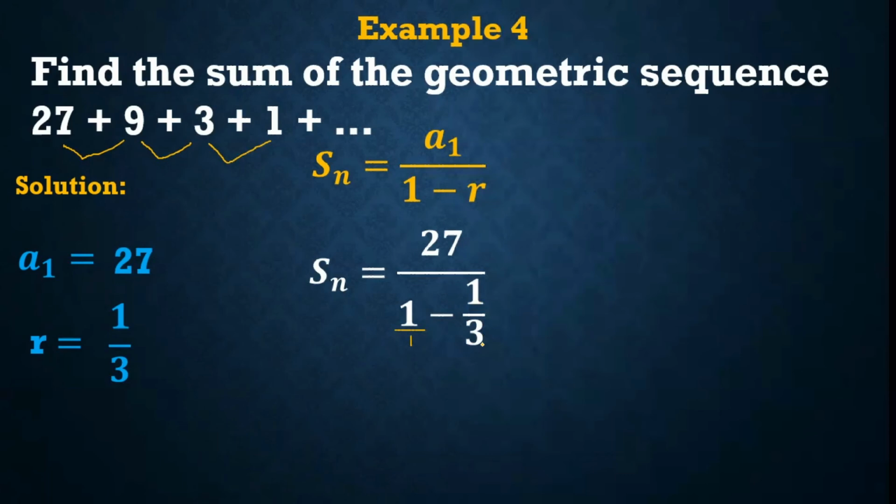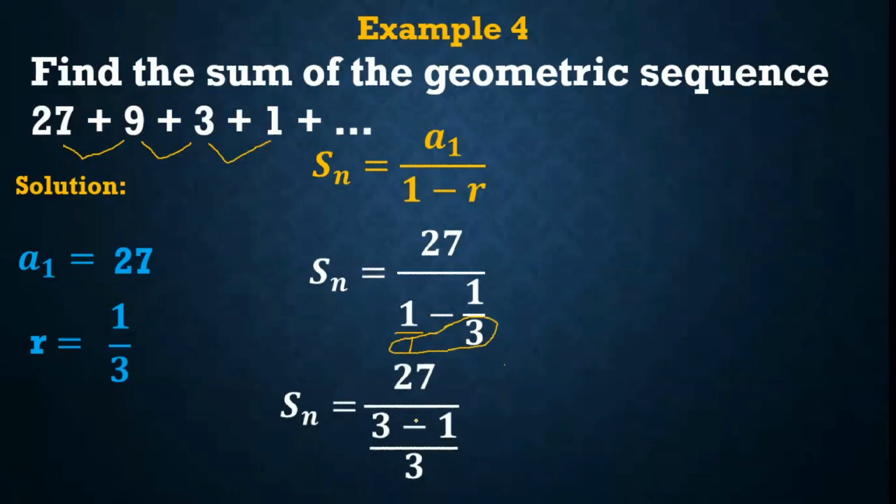So, we have to find the LCD, or common denominator. Okay? So, kung naalala po natin yung butterfly method in finding the LCD po, okay, dito po. So, 1 times 3, unahin po natin multiply yung denominator. 1 times 3 is 3.